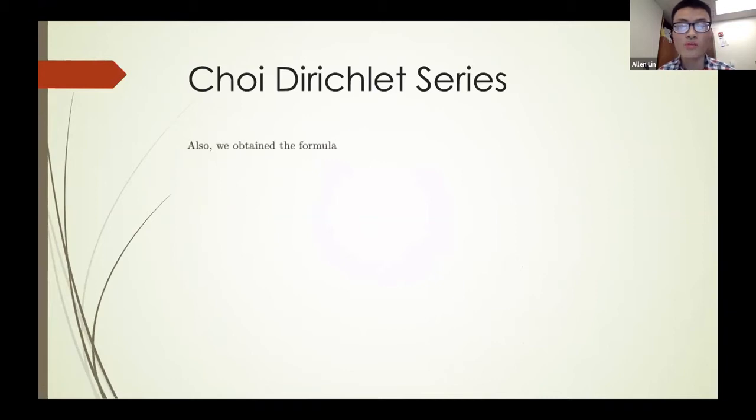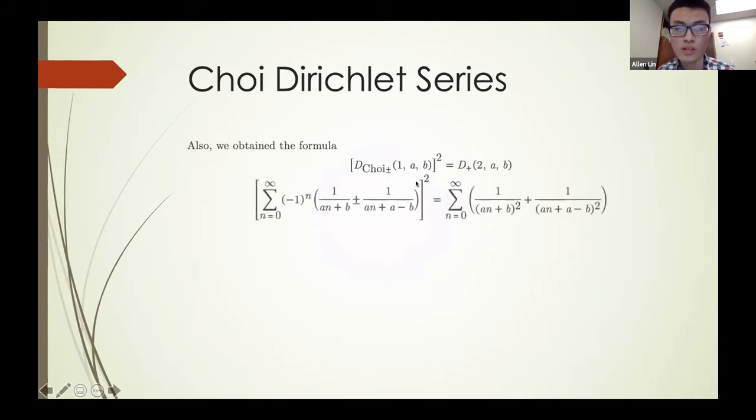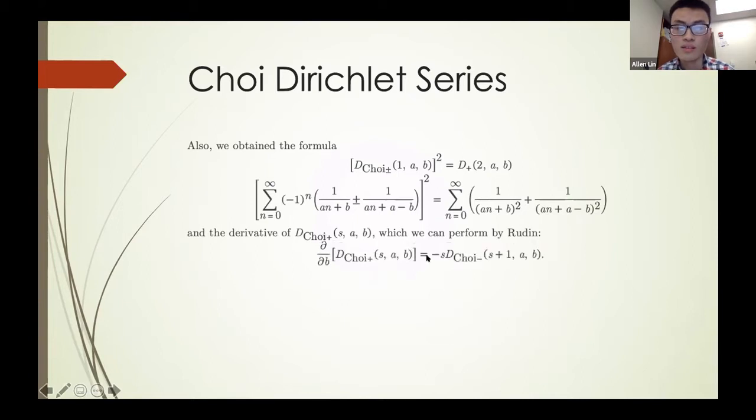We also found that d Choi plus or minus of 1, a, b all squared is d plus 2, a, b. In other words, this series squared is equal to this series. If we take the derivative of d Choi plus or minus of s, a, b, we get negative s d Choi minus of s plus 1, a, b.